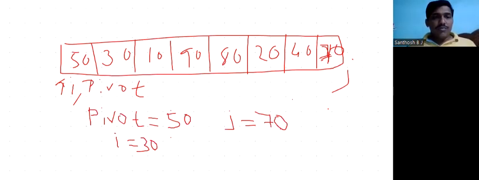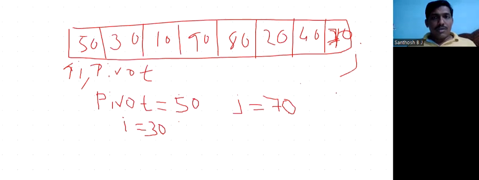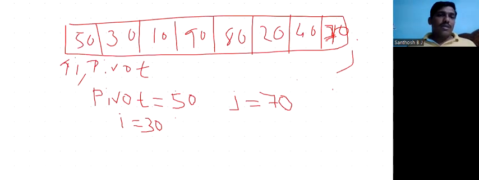Next we move on. Step number 1: we consider all the data. Once again, the pivot value is 50, the I value is now 30, and the J value is 70.